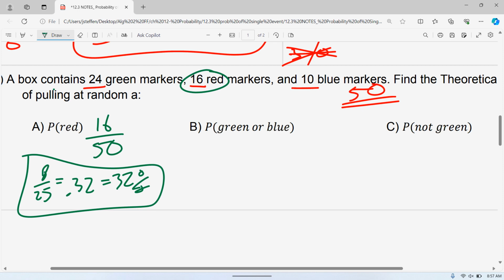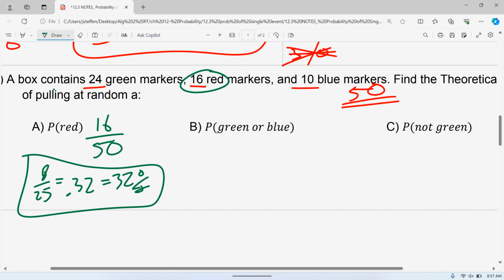Now the next one, the probability of green or blue. There are some different theories and some different ways to do math with this that are a little bit more complicated that we could get into later. We will not have time for that. So for me, green or blue, well, what's the numbers? How many are green or blue?